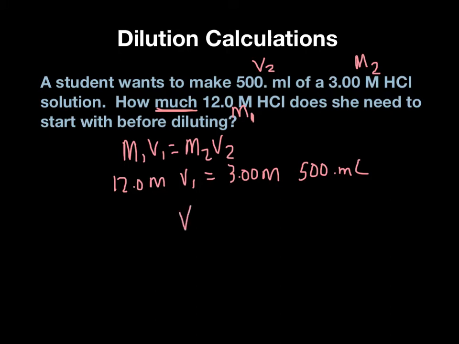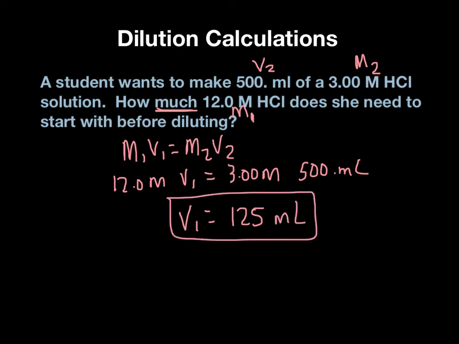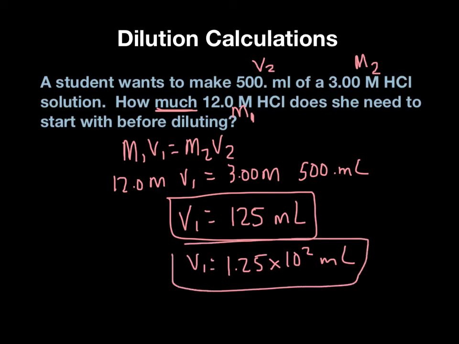So when we solve for this, we obviously would just do 3.00 molar times 500, and then divide by, this has to come over here to get V1 by itself. And you end up with 125. The units on this are going to be the same units as my volume on the other side, 125 milliliters. In scientific notation, that would be 1.25 times 10 to the second milliliters. That's my volume that she needs to start out with in order to make that dilution.